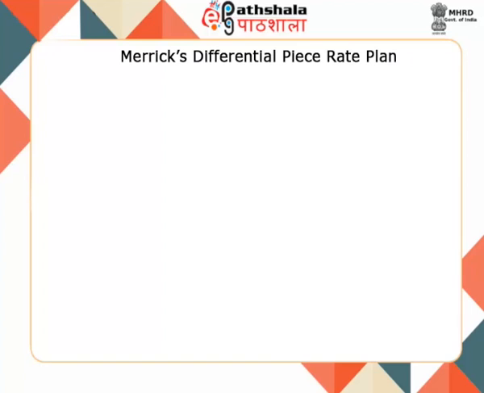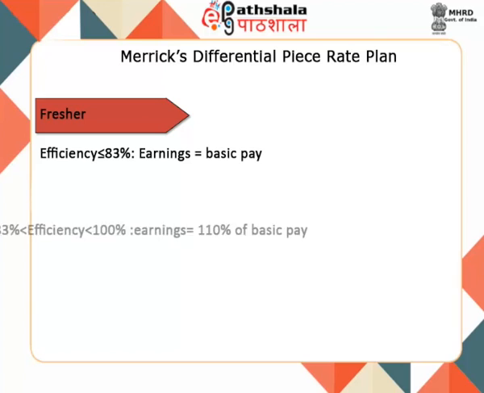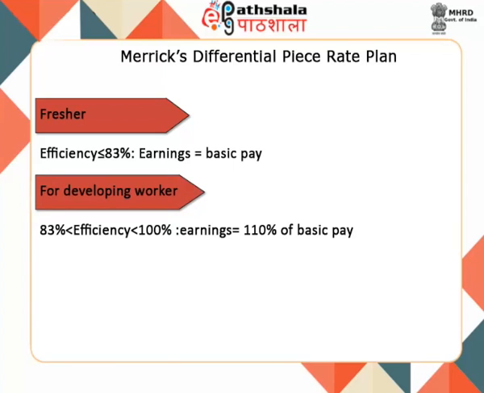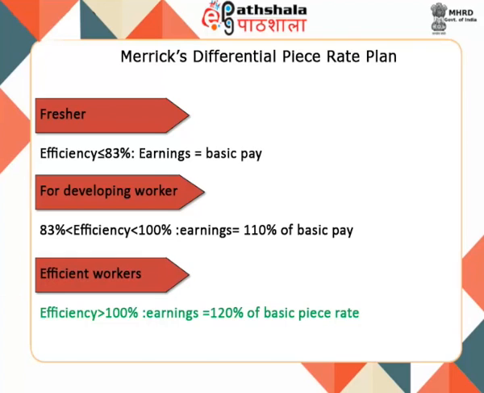Merrick's differential piece rate plan. Merrick modified Taylor's plan. He came up with multiple rates. When efficiency is up to 83%, earnings would be the basic piece rate for fresh workers. When efficiency is between 83% and 100%, then earnings will be 110% of basic piece rate for developing workers. When efficiency is more than 100%, then earnings are at 120% of basic piece rate for the most efficient workers.